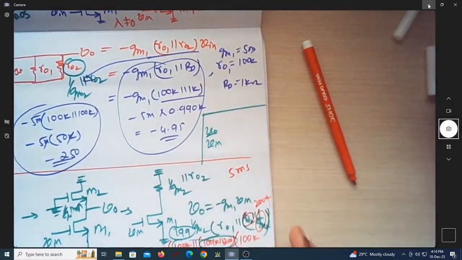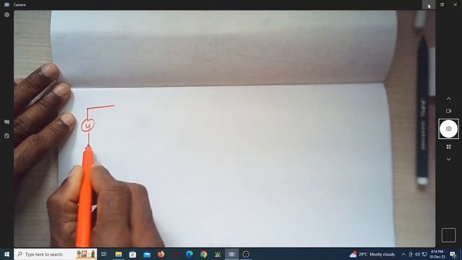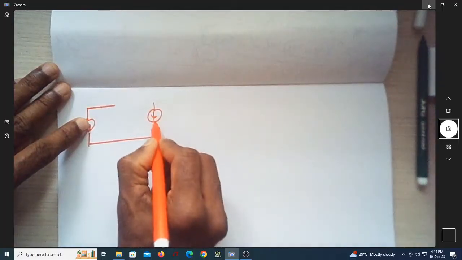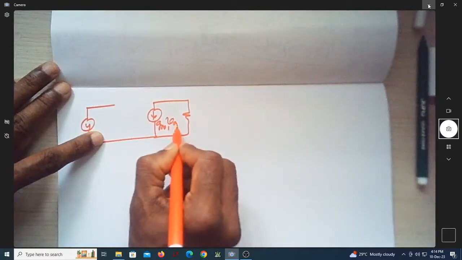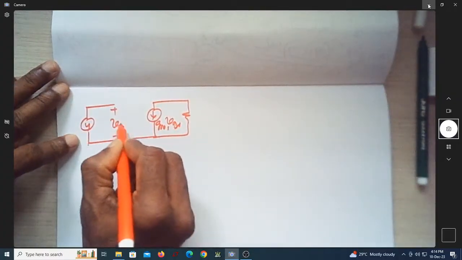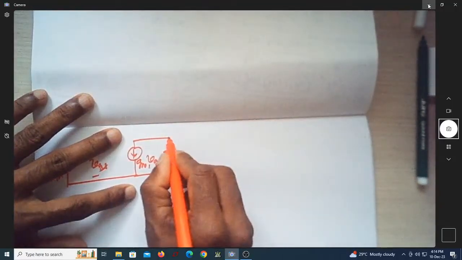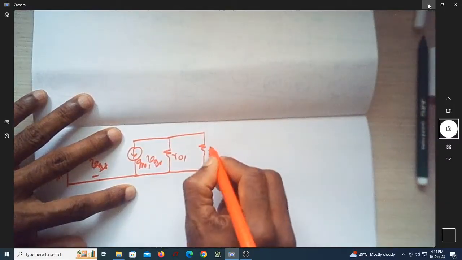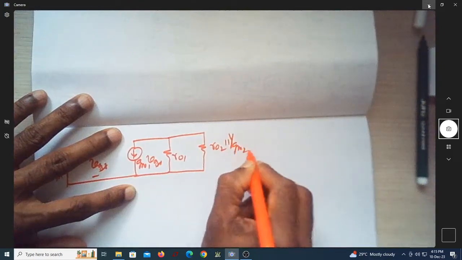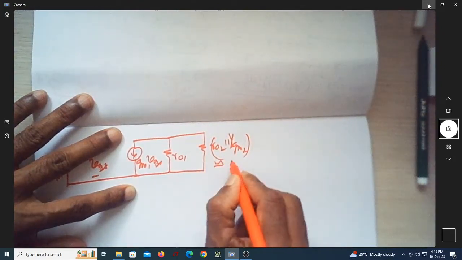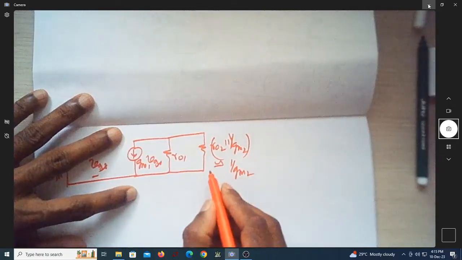Okay, let me just rewrite it here. Let me write the AC small signal model of this now. This was gm1 into VGS, with plus and minus VGS, this is Vin, and this was R01. The resistance looking towards the source is R02 parallel 1 over gm2, which is approximately equal to 1 over gm2.